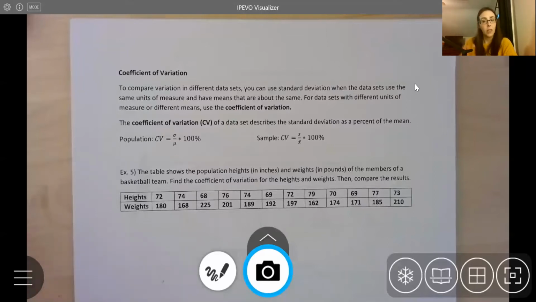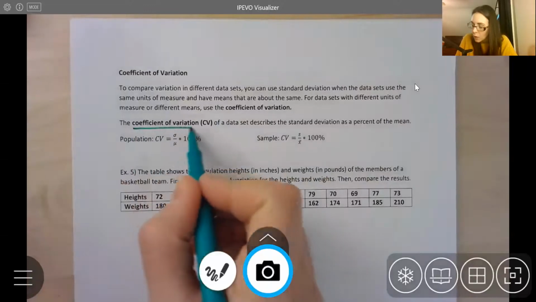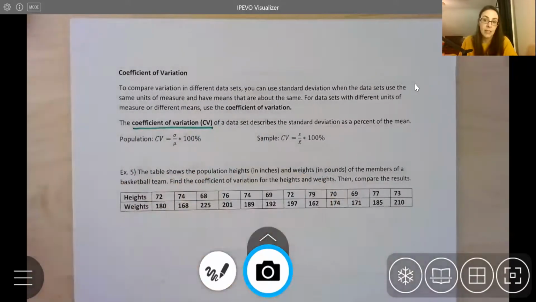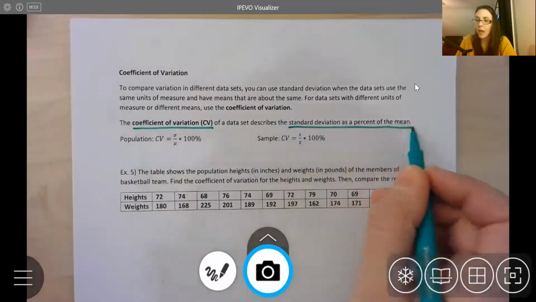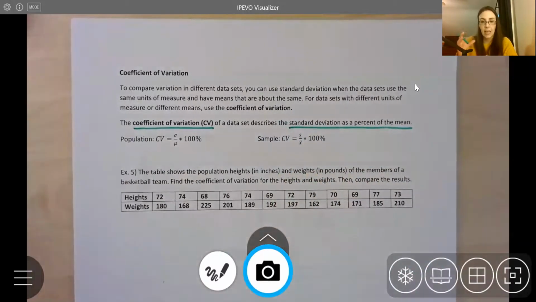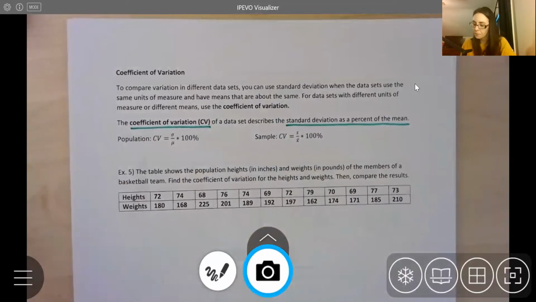But if you have totally different units or your means are really different, then it's not as easy to compare with the standard deviation. So what we use is the coefficient of variation instead. It basically allows us to look at standard deviation as a percent instead of just as regular standard deviation. So your coefficient of variation, which we always abbreviate as CV, describes the standard deviation as a percent of the mean. So we're taking it as a percent where the mean is sort of our base here.